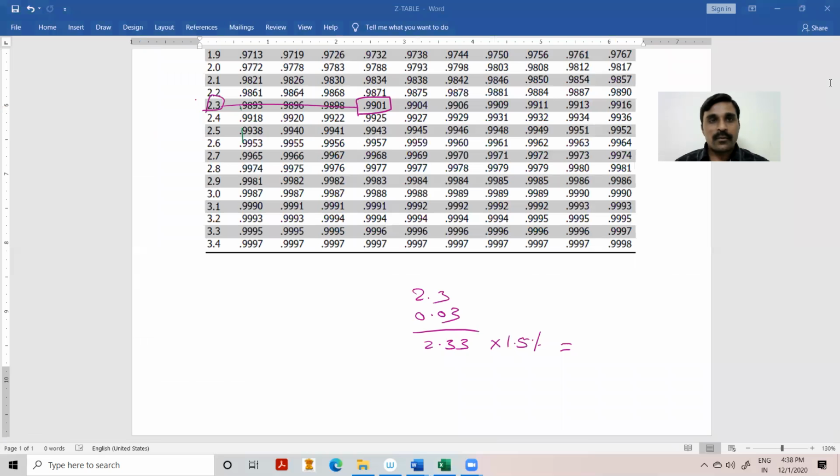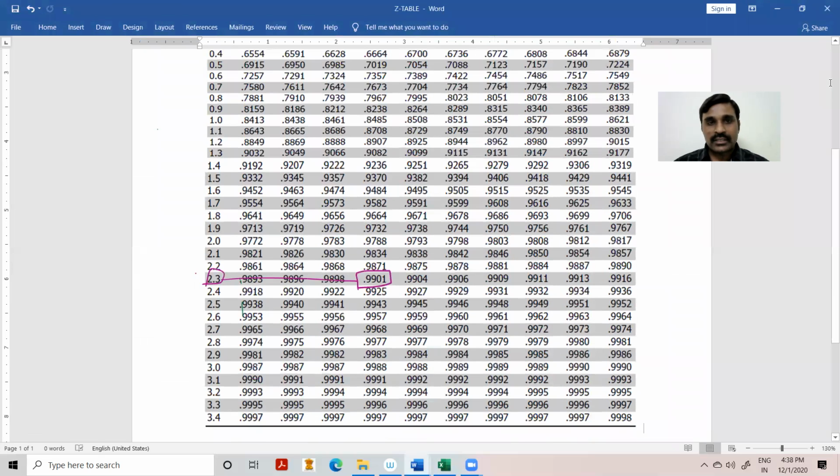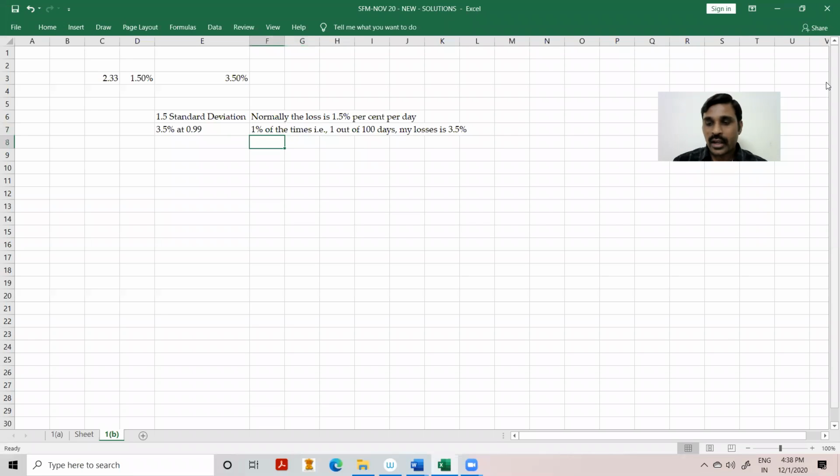If you look at this twice figure, the Z value of 0.997, this indicates approximately 98%, or 2% probability. 2% of the times, your losses are twice the normal losses. That means 2 out of 100 days, my losses are twice the normal.